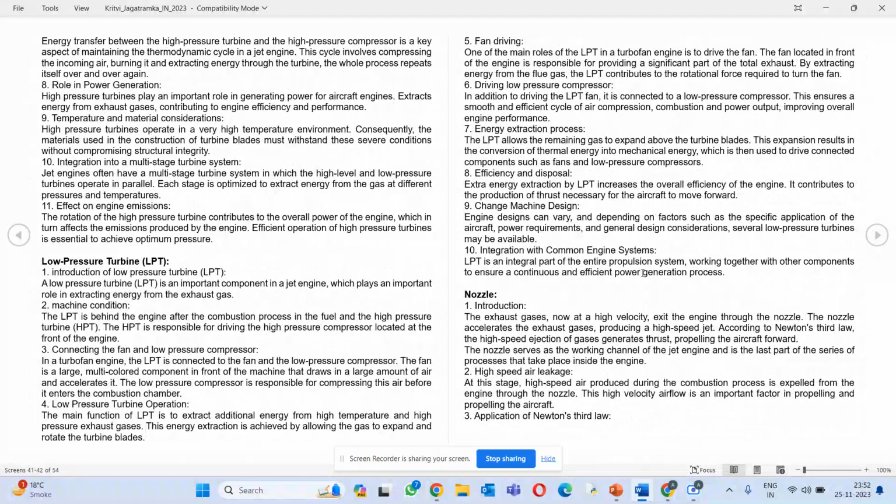Now let's discuss the function of the nozzle. In the nozzle, the high speed air produced during the combustion process is expelled from the engine through the nozzle. This high velocity airflow is an important factor in propelling the aircraft.